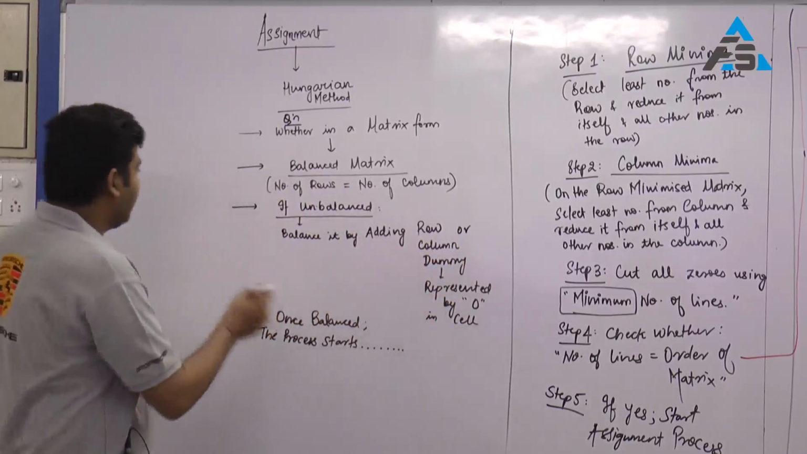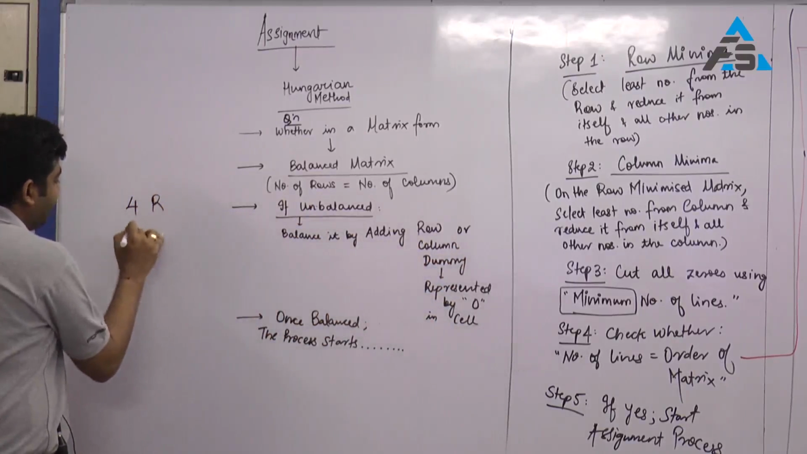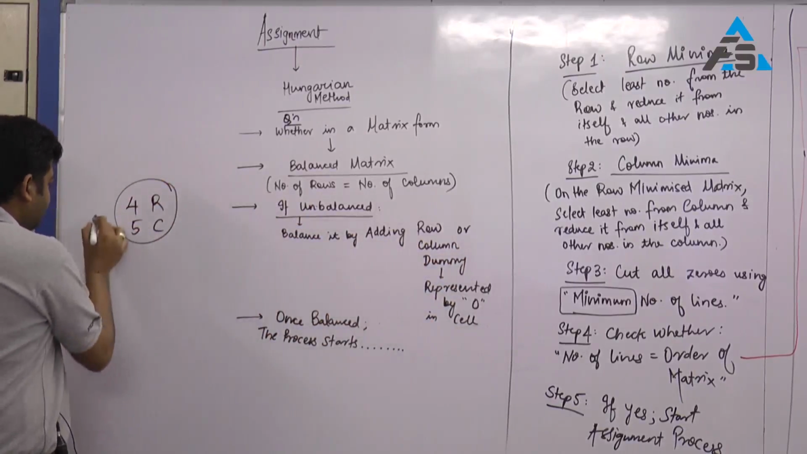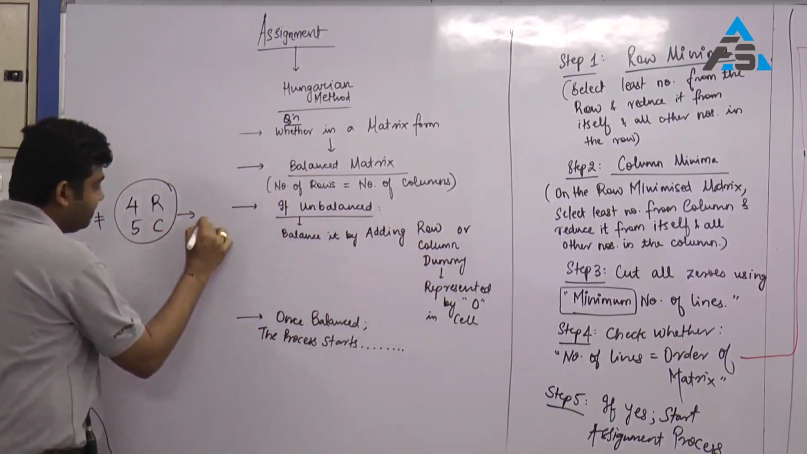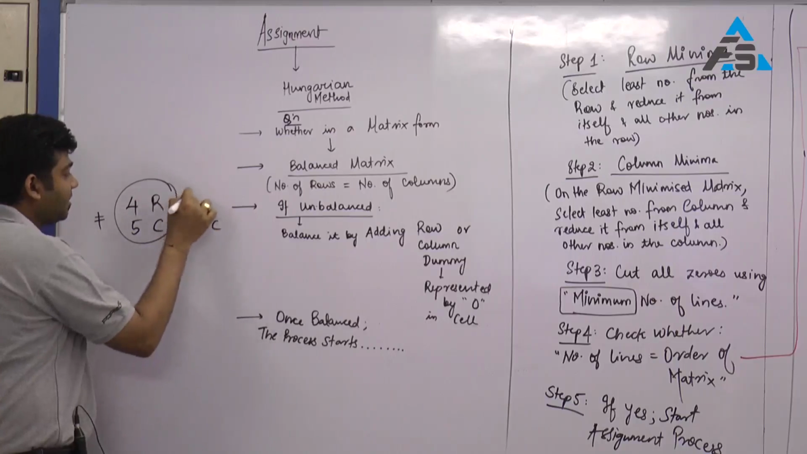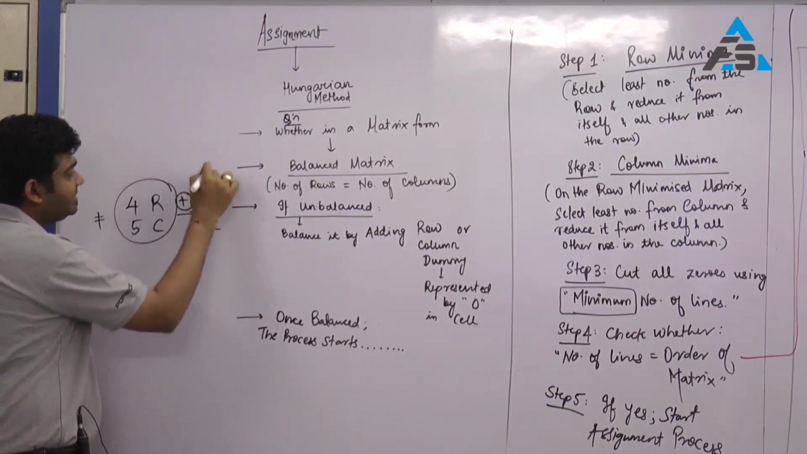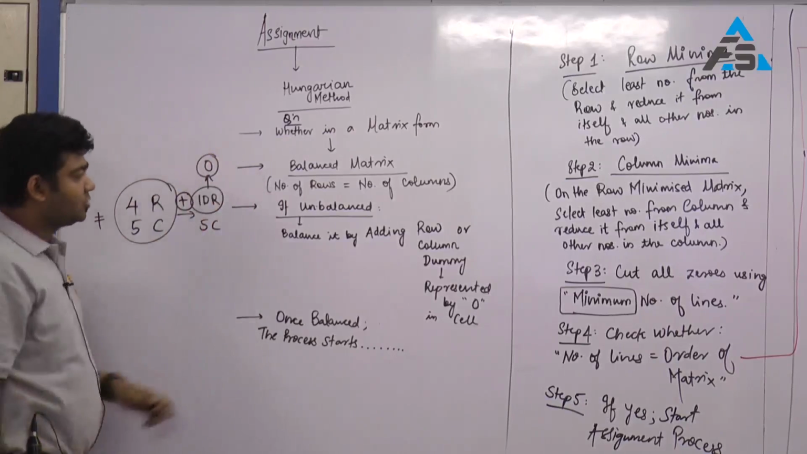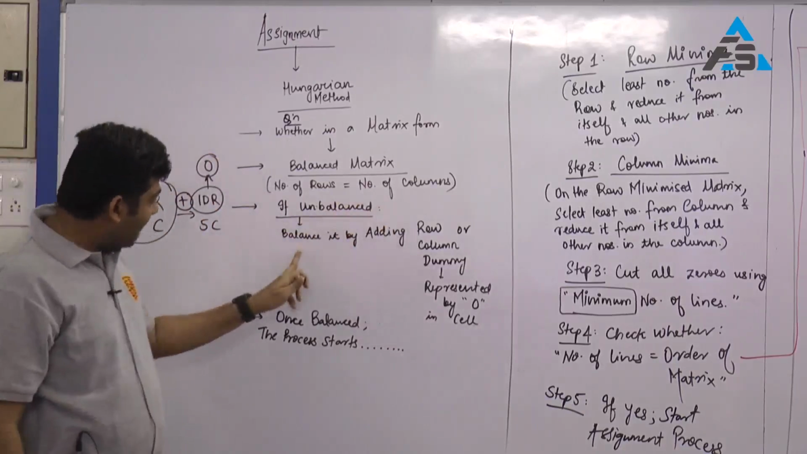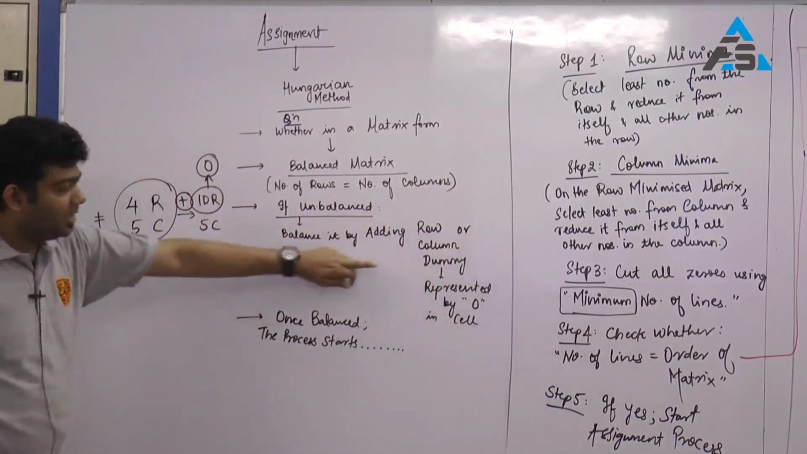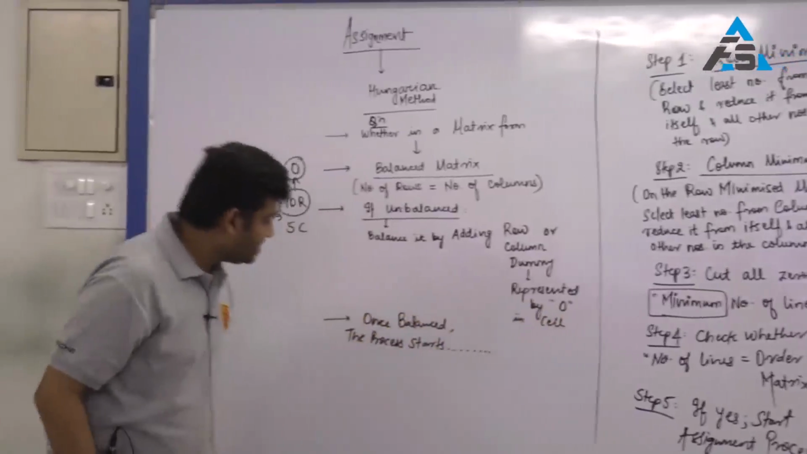So suppose there are 4 rows and 5 columns. So obviously this is not equal, this is not balanced. How do you balance it? 5 columns will remain as it is, but here you will add 1 dummy row. The dummy row will be represented by 0. So if it is an unbalanced matrix, balance it by adding dummy row or dummy column as the case may be by representing 0 in the cell.